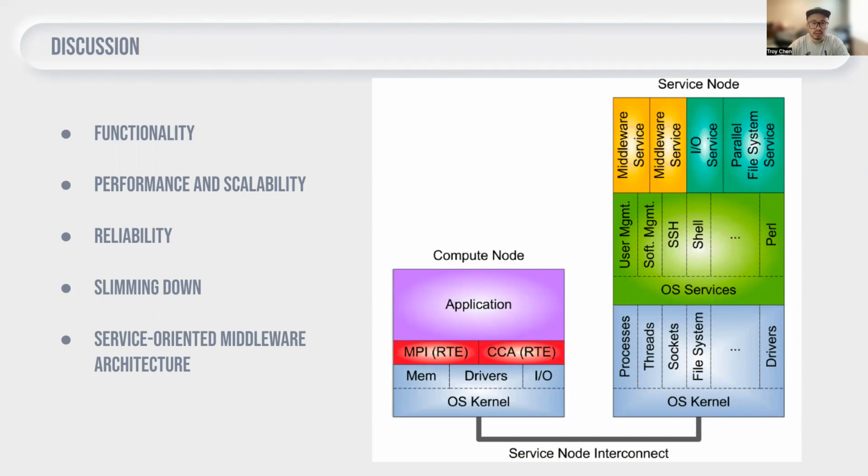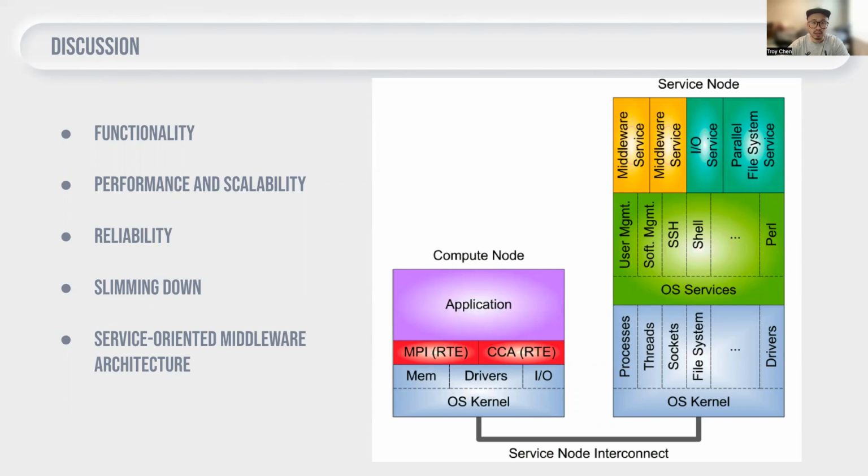Performance and scalability. Due to the need of middleware clients on compute nodes to communicate with middleware services on service nodes, many middleware use case scenarios cause a certain latency or bandwidth penalty. On top of that, central middleware services on service nodes represent a bottleneck as a single point of failure and control.